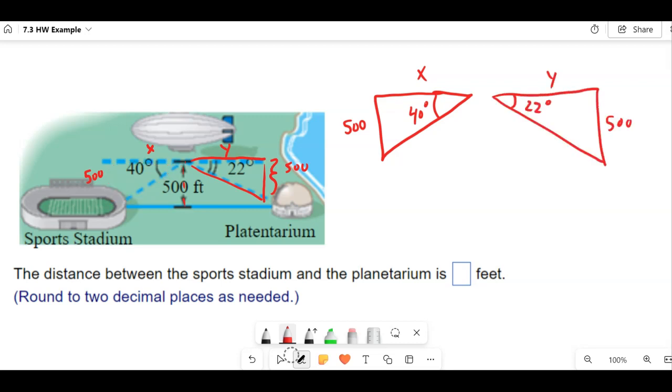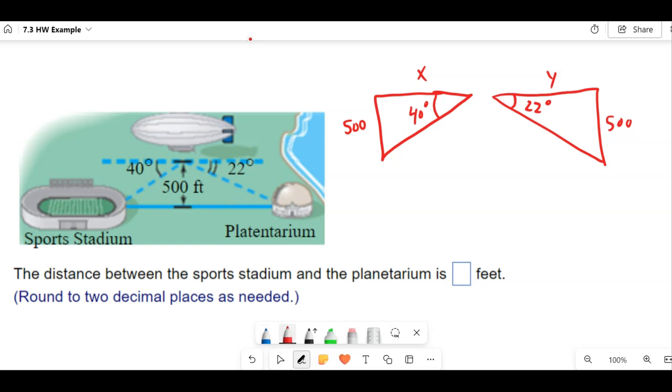The other way you could do it is use a property of parallel lines. Since this up here is parallel to this down here, this would be what we call a transversal. This angle here, 40 degrees, is the same as this angle down here, and then you could think of this as the right triangle, and this would be 22 degrees, and so this would be another right triangle. So you could do it either way. I'm just going to do it the initial way that we set it up.